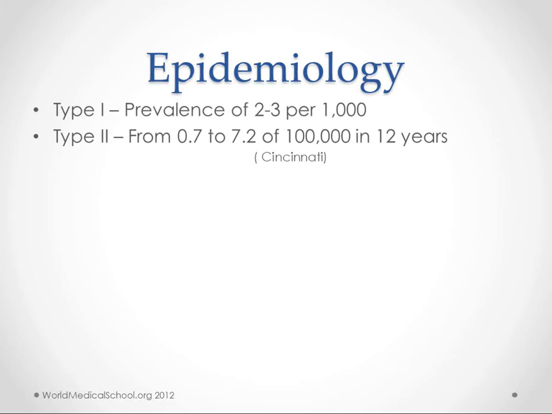And we don't have great numbers on type 2 diabetes, but the most important information about that epidemiology is that it is increasing rapidly. This one study from Cincinnati said that the numbers increased from about 0.7 out of 100,000 to 7.2 out of 100,000, and this was between like 1982 and 1994. So in a 12-year range, we had over a tenfold increase, and those numbers are still climbing.